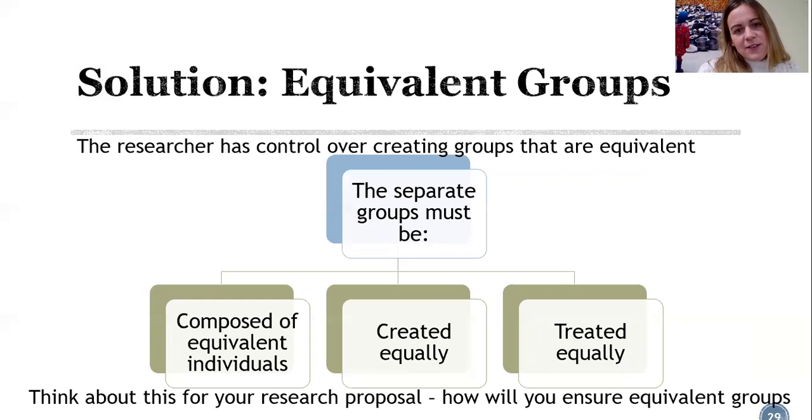So you need to think about this for your research proposal. If you're going to propose a between subjects design, then you're going to need to think about and justify the rationale for how you're going to ensure that your groups are equivalent.